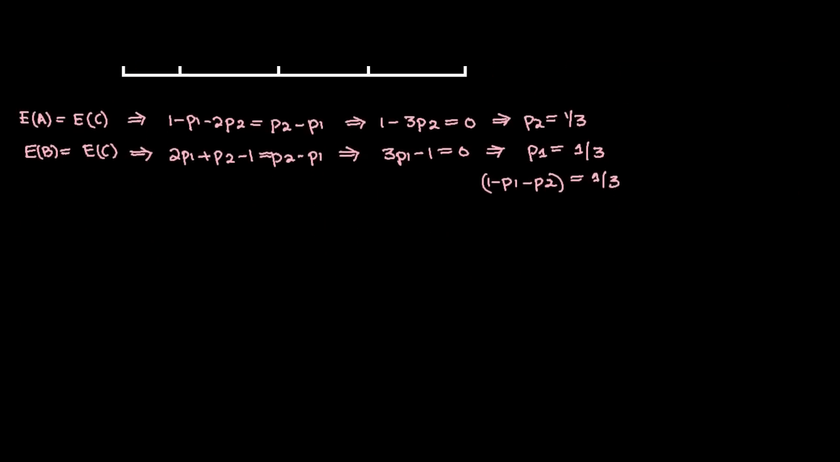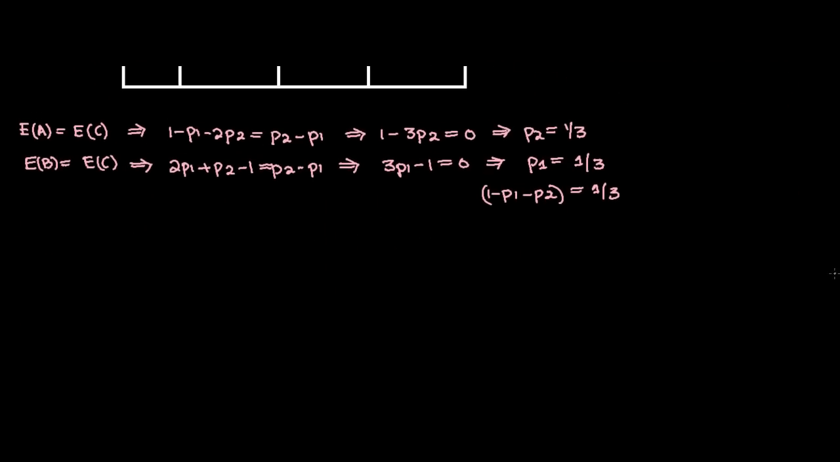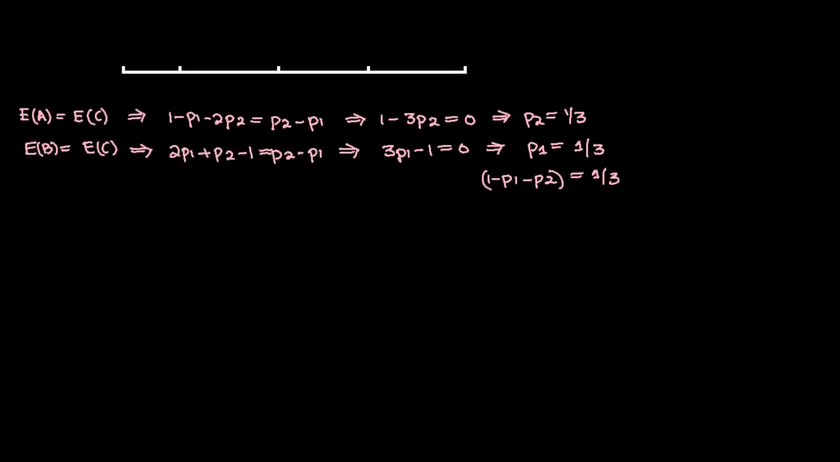He will be indifferent between A, B, and C if all of them are equal simultaneously. So you can put EA equals EC, and this is what you get: P2 equals 1 by 3. And EB equals EC, you get P1 equals 1 by 3. And 1 minus P1 minus P2 is 1 by 3. So the mixed strategy equilibrium for this game is 1 by 3, 1 by 3, 1 by 3 for player 1, and 1 by 3, 1 by 3, and 1 by 3 for player 2.